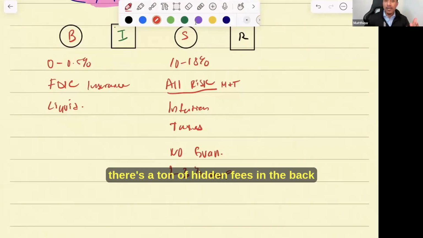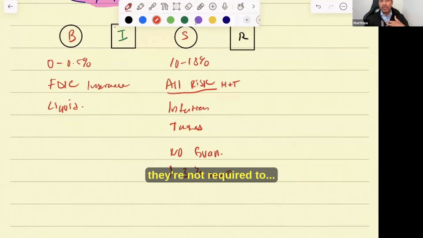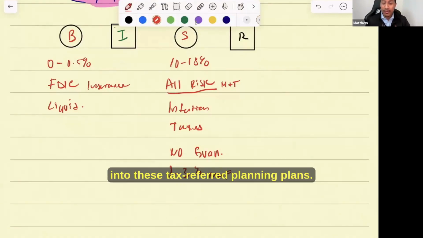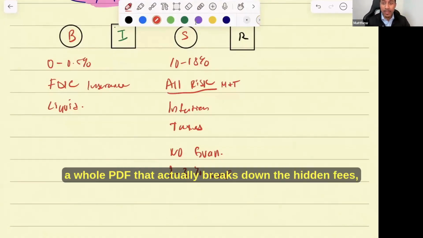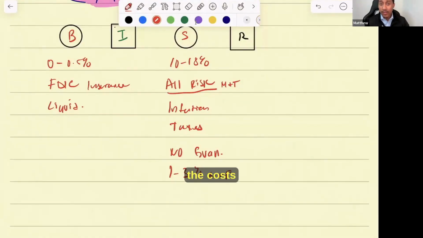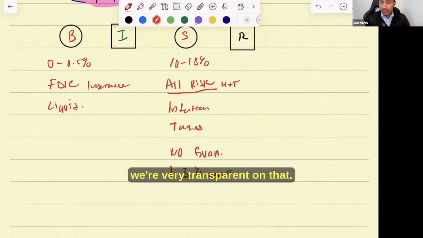Yet there's a ton of hidden fees in the back end that are not transparent because they're not required to give you all the fees, all the hidden fees that are baked into these tax deferred planning plans. I have a whole PDF that actually breaks down the hidden fees, charges, things like that. Now, with us, with these tax-free plans, we are very transparent in our private sessions where I actually go over the costs of these tax-free plans, and so we're very transparent on that.